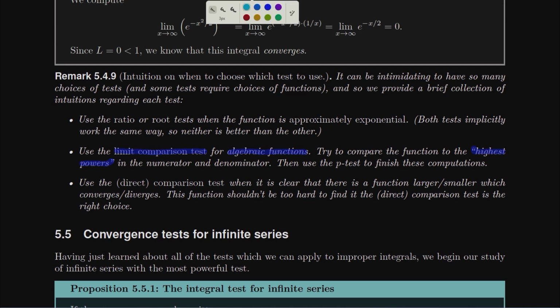A good example of this would be something like 1 over x squared plus 1. You can compare to, well, the highest power is 1 over x squared. And 1 over x squared is really easy to work with because it's just a p-test function. And so that's when I would use the limit comparison.